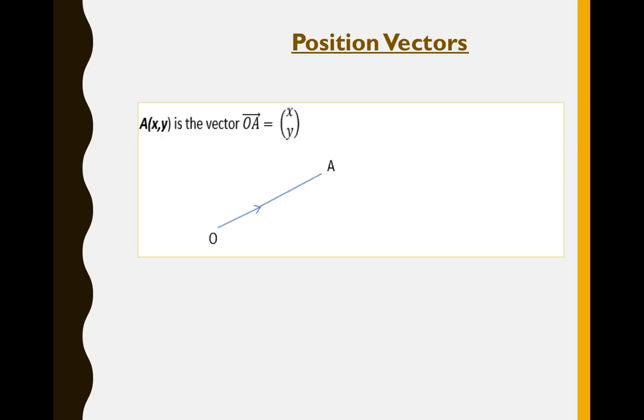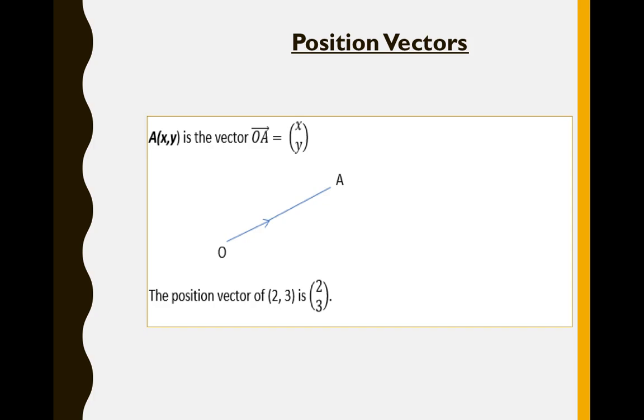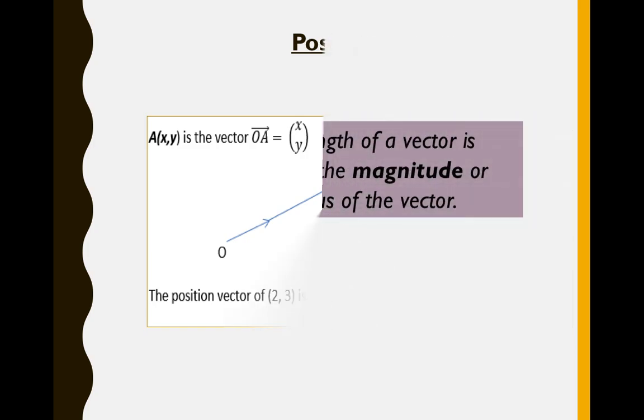Now, I have drawn the vector OA, and if the coordinates of A are 2 and 3, the position vector OA will have x component 2 and y component 3. The coordinates of A are the components of the position vector. That I told you previously with examples also.